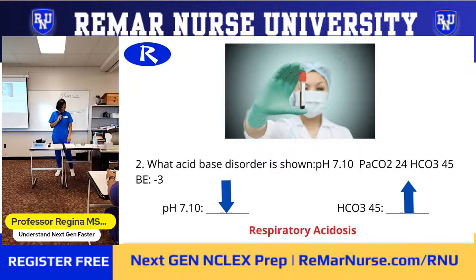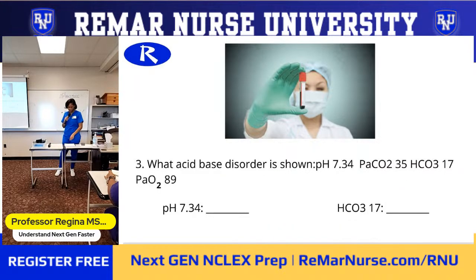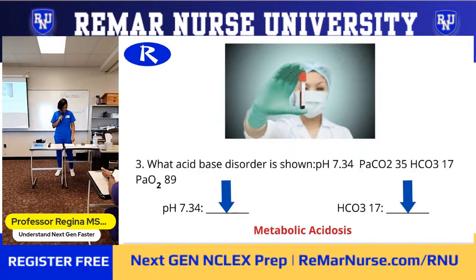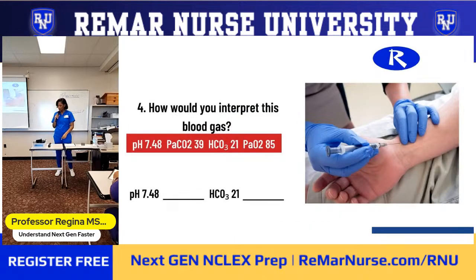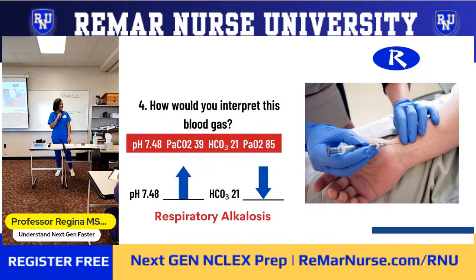Respiratory acidosis. The next one is pH 7.34. Down. Bicarb 17. Down. What kind of problem? Metabolic acidosis. pH 7.48. Up. And then the bicarb was 21. Down. What's the result? Respiratory alkalosis. Good job, everybody.